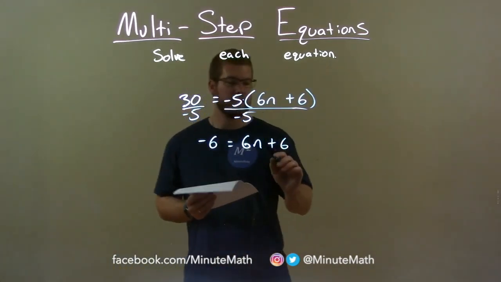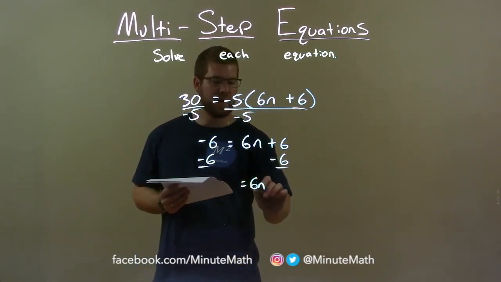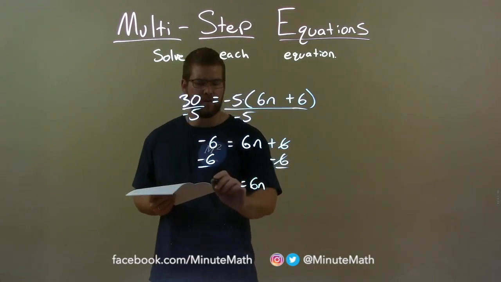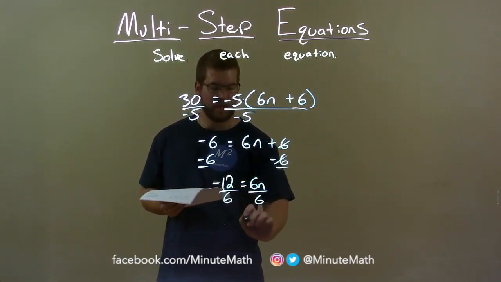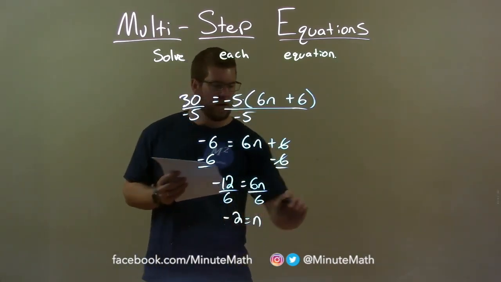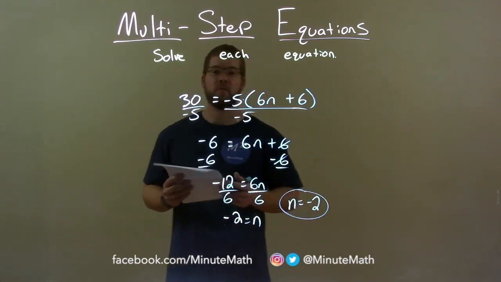So now to get n by itself, I subtract a 6 to both sides, and I'm left with 6n on the right, because 6 is canceled there. And -6 minus 6, be careful, is a -12. Divide both sides by 6, and I have n by itself, and -12 divided by 6 is a -2. I can rewrite this if n comes first, so n equals -2 is my final answer.